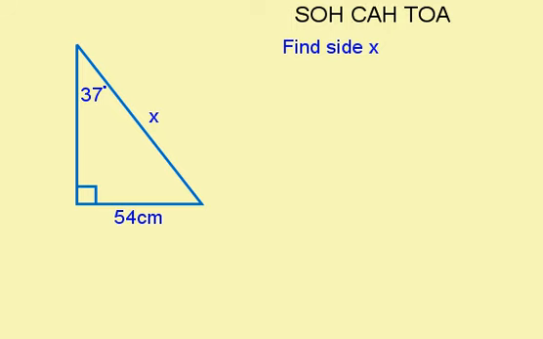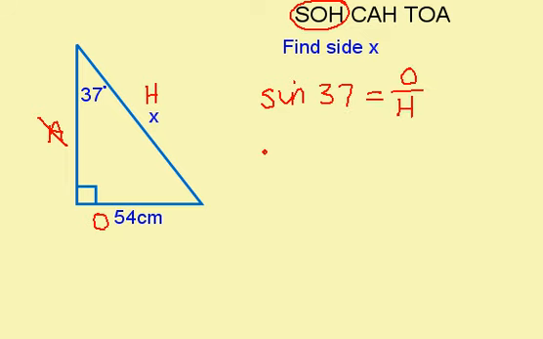Start in the same way by labelling the sides, H, O and A. We don't need A, we're left with O and H, so this tells us we're using sine. So, sine 37 equals O divided by H. Sine 37 equals 54 divided by X. We need to rearrange this to get X.